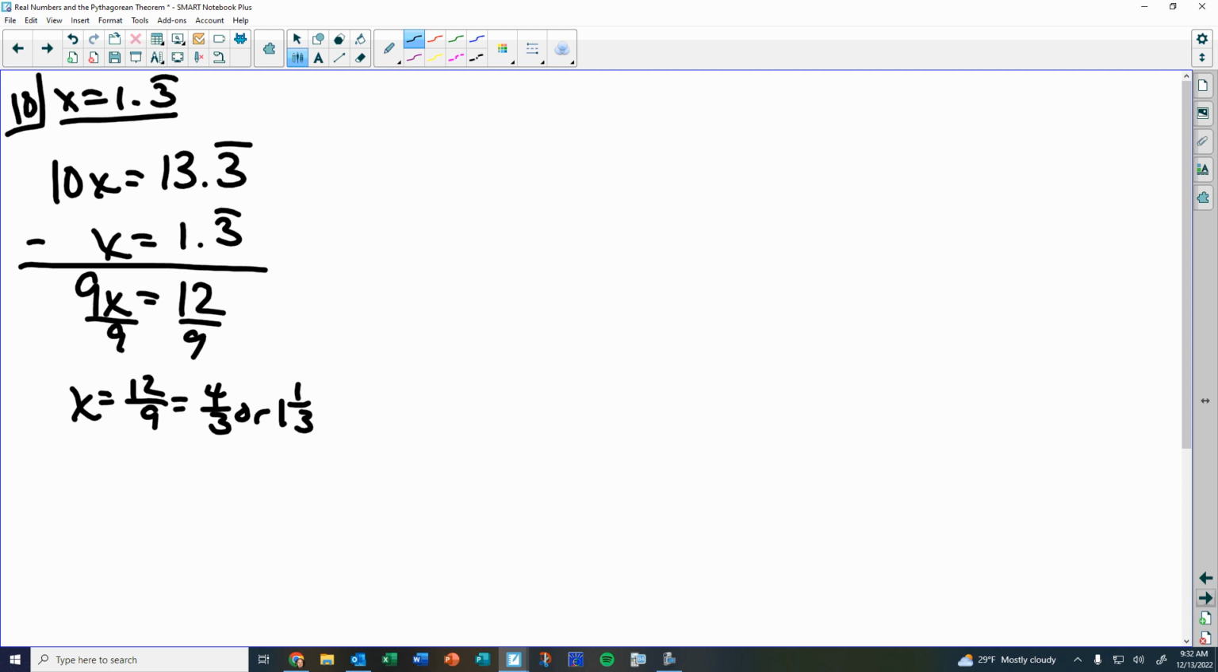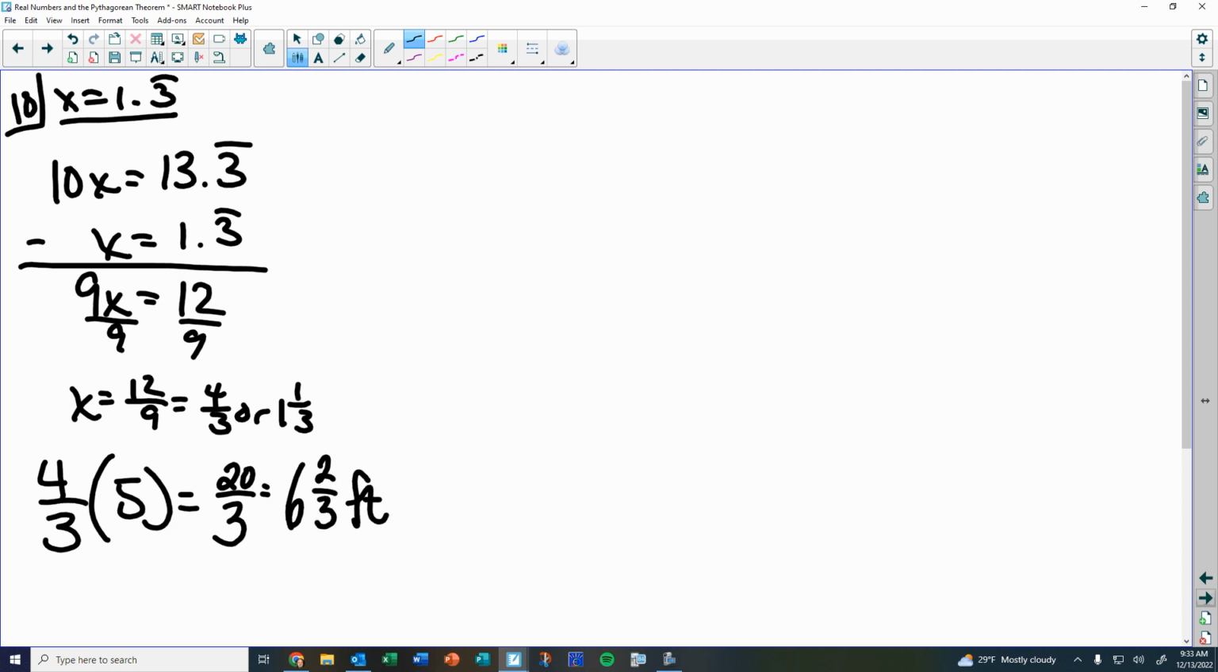All right, but now, does that answer the question? No, the question is, how tall does a person who is 5 feet tall appear to be? Well, we're going to take this 4/3 and we're going to multiply it by 5 because he's 1.3 repeating times taller. So when you do that, remember, whole numbers go into the numerator. So that's 20 over 3. How many times can 3 go into 20? 6. What's left over? So 2/3. So 6 2/3 feet tall is our answer for 18.